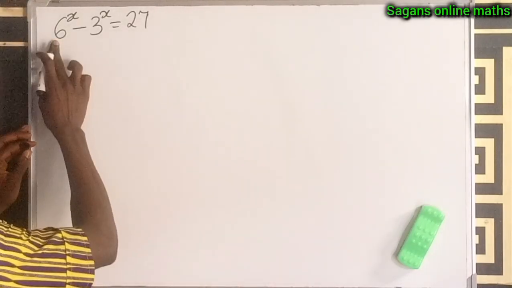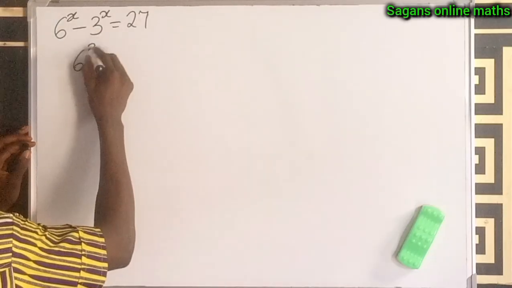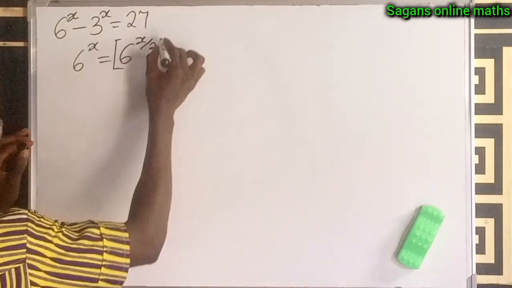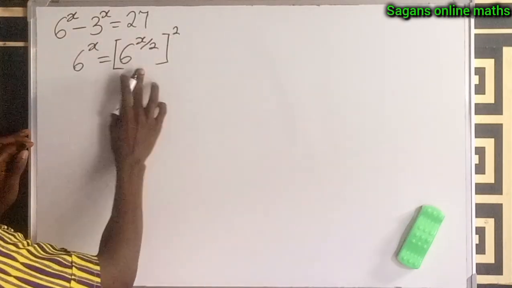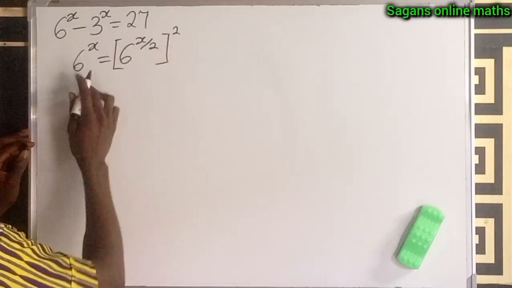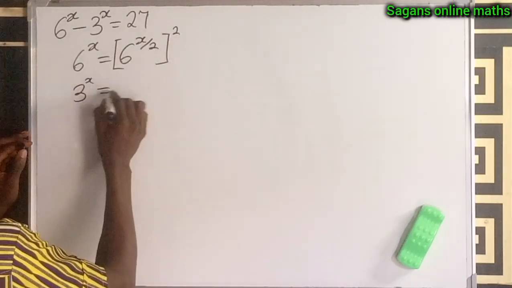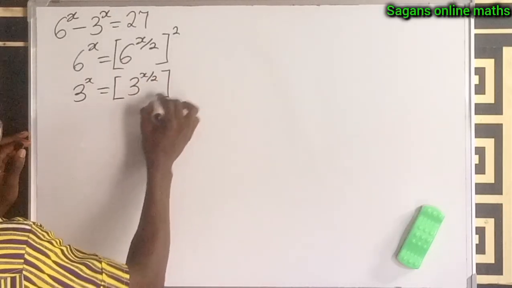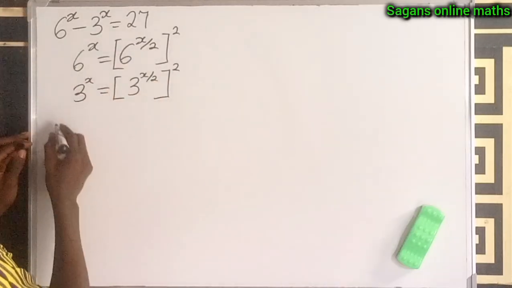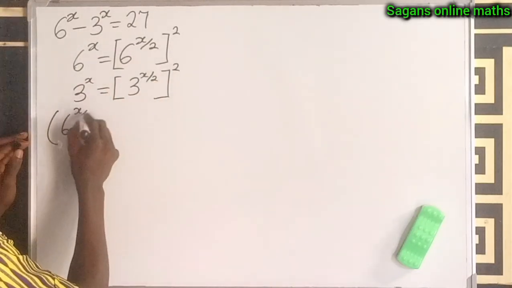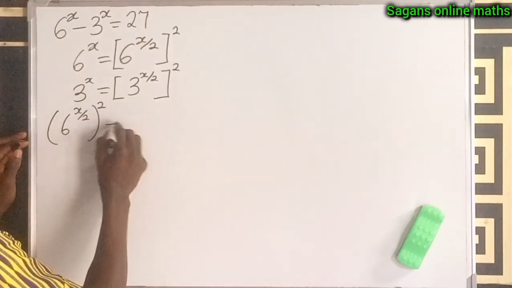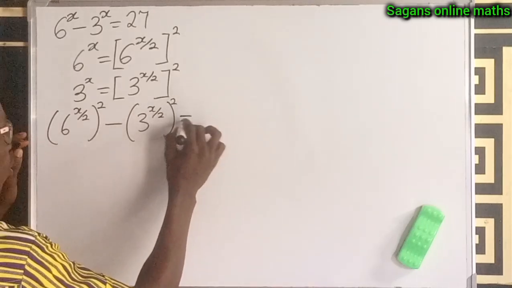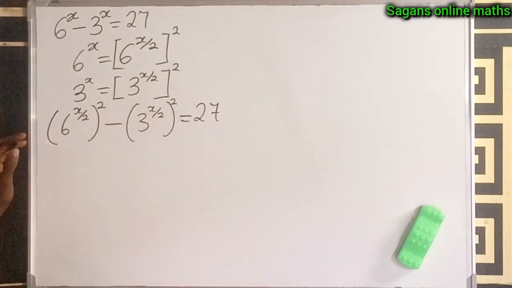Take note that I can write 6 to the power of x as 6 to the power of x divided by 2, all to the power of 2. Take note, okay? This is equal to this, because if we multiply the powers, we are left with this. And again, 3 to the power of x is equal to the bracket 3 to the power of x divided by 2, all to the power of 2. If this is true, it means that 6 to the power of x divided by 2, all to the power of 2, minus 3 to the power of x divided by 2, all to the power of 2, is equal to 27. Wow, this is amazing.